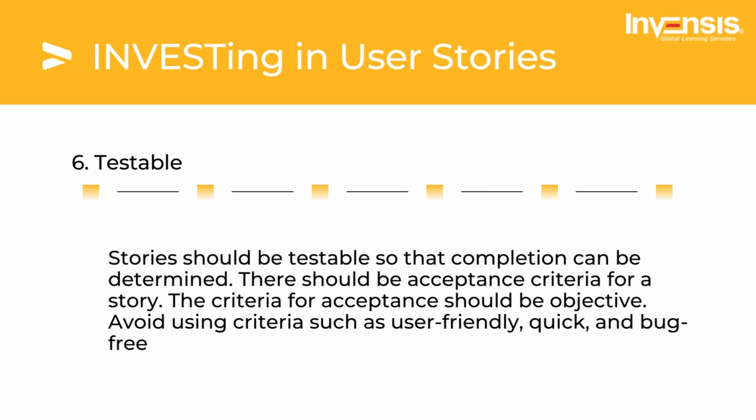Testable. Stories should be testable so that completion can be determined. There should be acceptance criteria for a story. The criteria for acceptance should be objective. Avoid using criteria such as user-friendly, quick, and bug-free. Try to create measurable and testable criteria, ideally automated. For example, 95% of the time, payment verification should respond in 1 second or less.